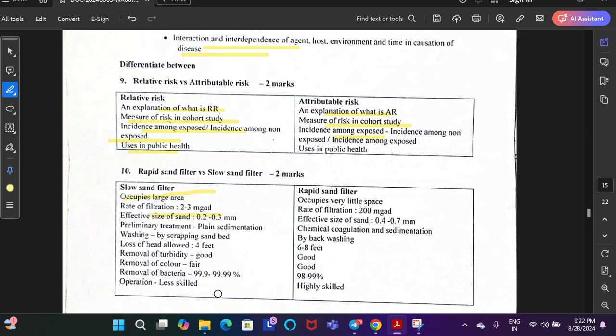Rapid sand filter occupies very little space, rate of filtration 200 MGAD, effective size of sand 0.4 to 0.7 millimeter, chemical coagulation and sedimentation, washing by backwashing, loss of head 6 to 8 feet, removal of turbidity good, removal of color good, removal of bacteria 98 to 99%, highly skilled operation.